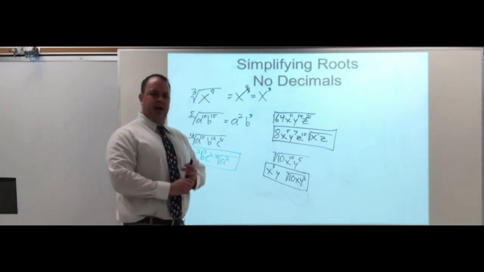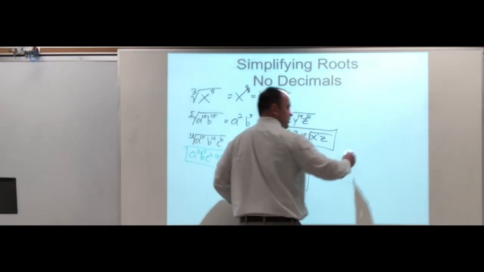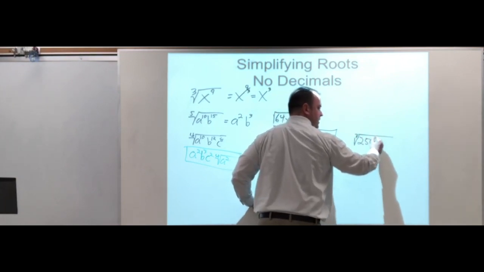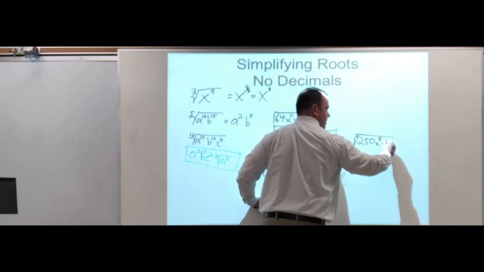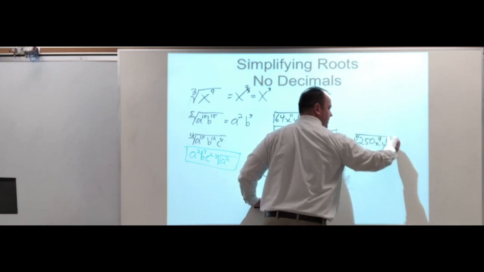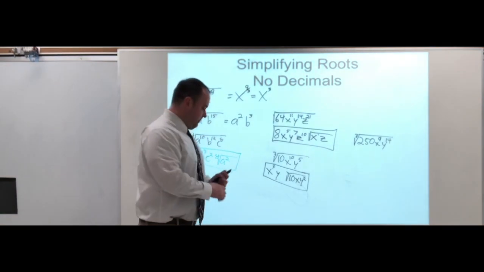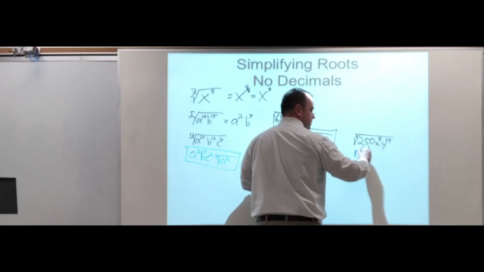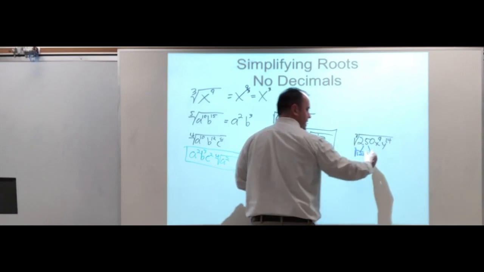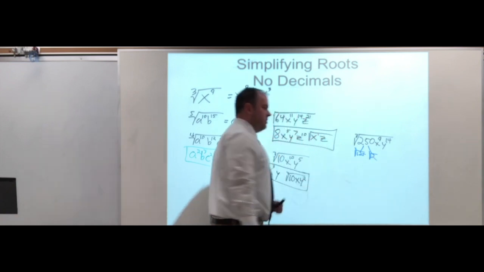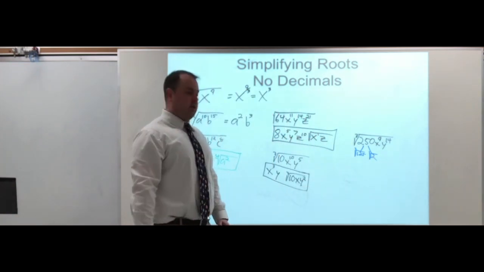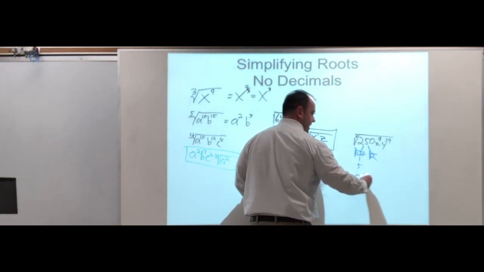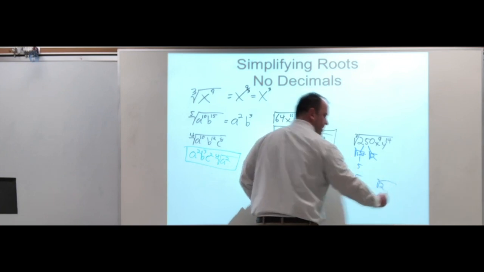Okay, let's do one where you do have to have a factor tree. Let's do the cube root of 250, x to the 9th, y to the 14th. Okay. Well, that 250 is 125 and 2. You do that factor tree just like you normally would, you're just using the cube roots instead of the square roots like we did in chapter 5. Okay, the cube root of 125 goes to 5. So we're going to start off with 5 cube root of 2.